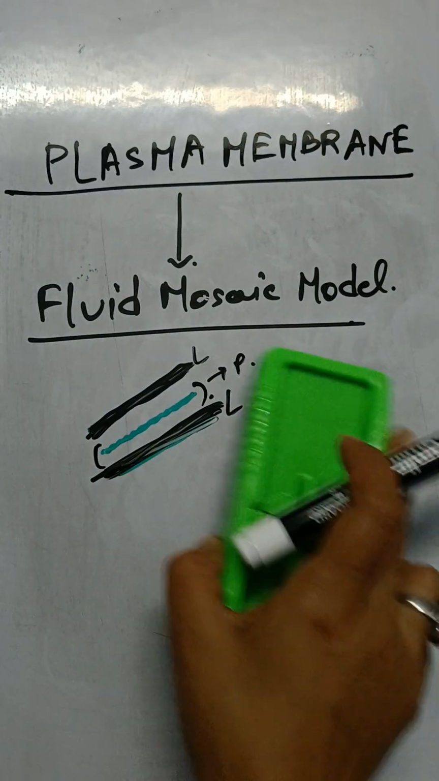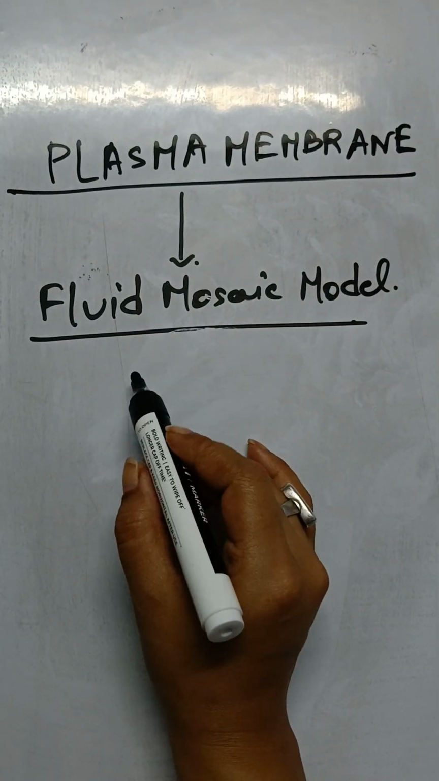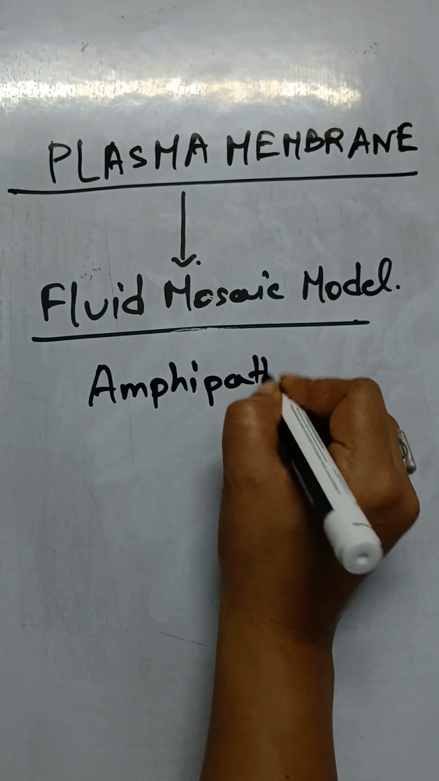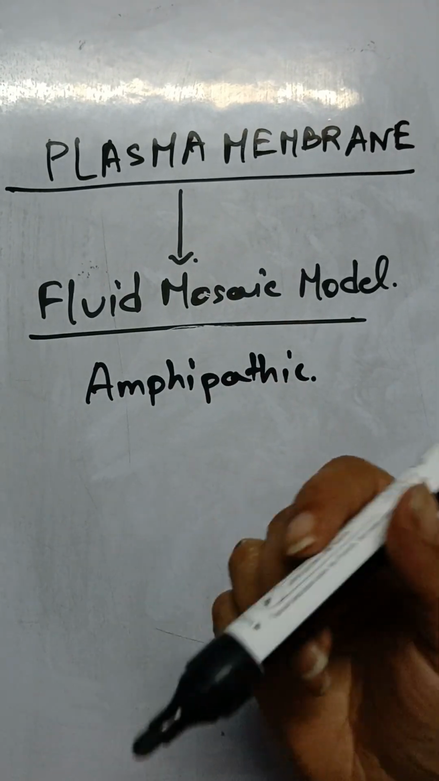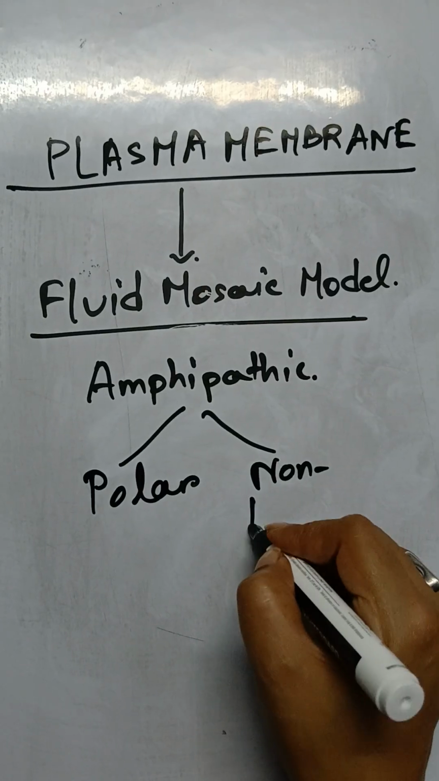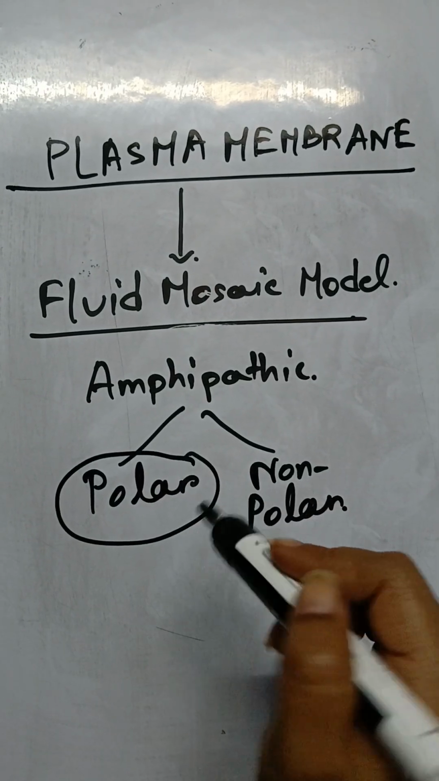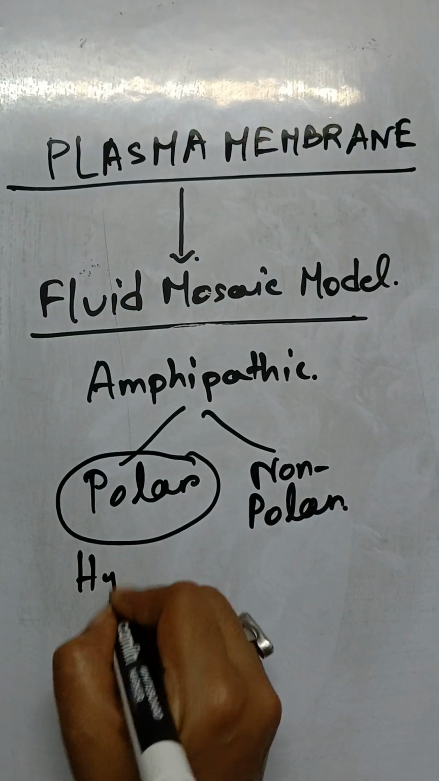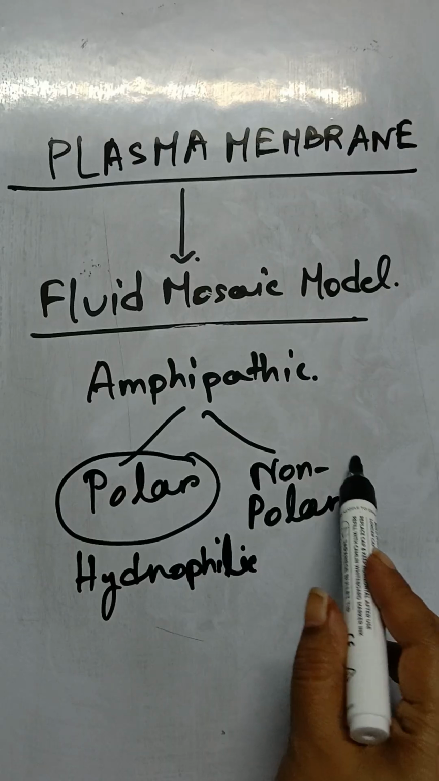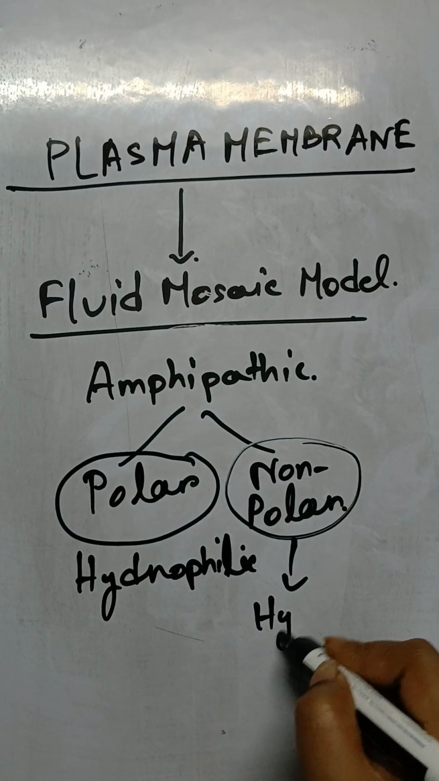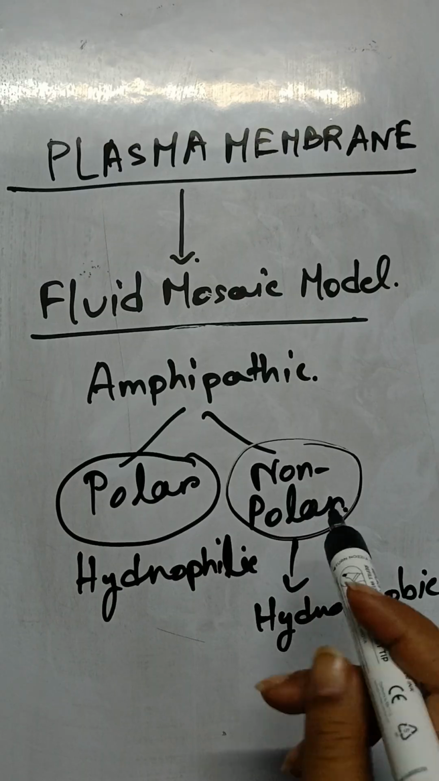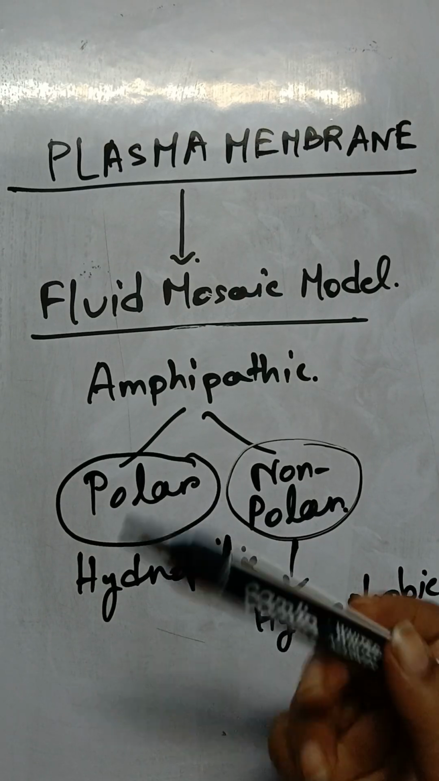Now, the lipids which are present in the plasma membrane are amphipathic in nature. What is it? Amphipathic means they are structurally asymmetric. Why? Because they have a polar end and a non-polar end. The polar end of the lipid is hydrophilic in nature, meaning water loving. And the non-polar end is hydrophobic, meaning they don't love water. They will not interact with the water, but the polar end easily interacts with the water.